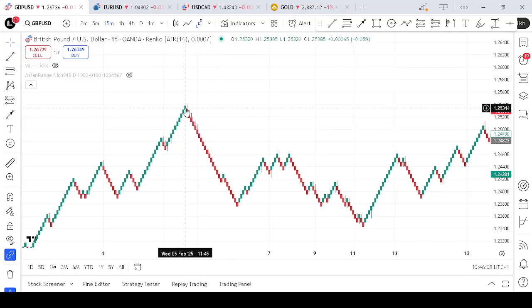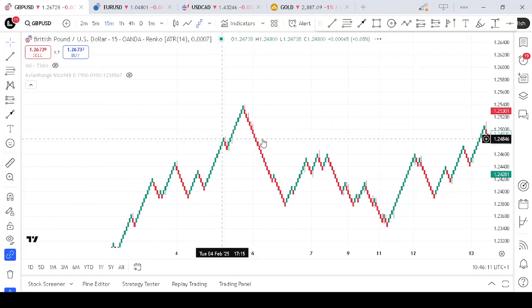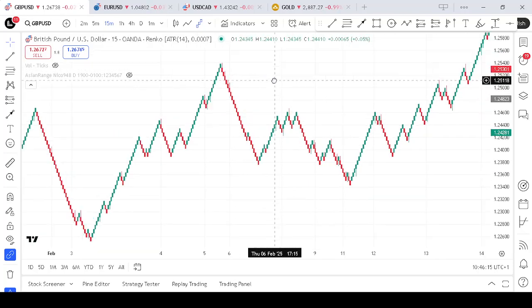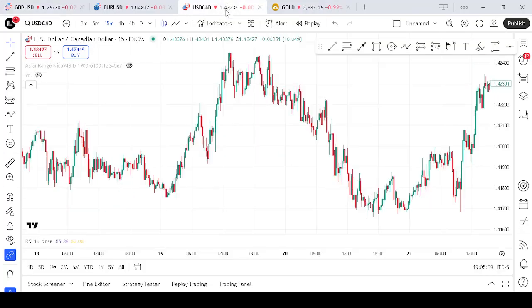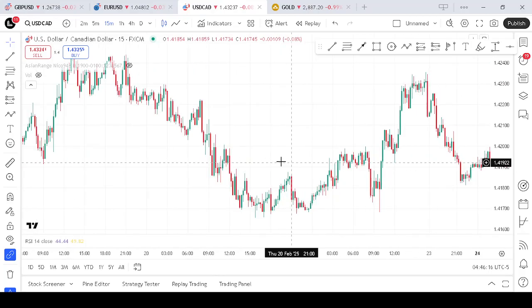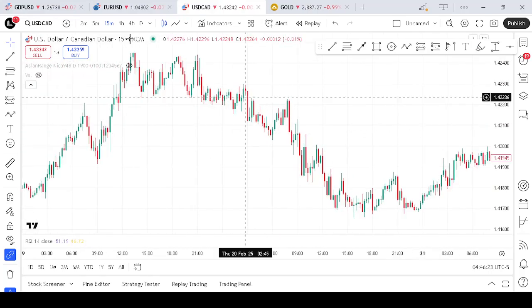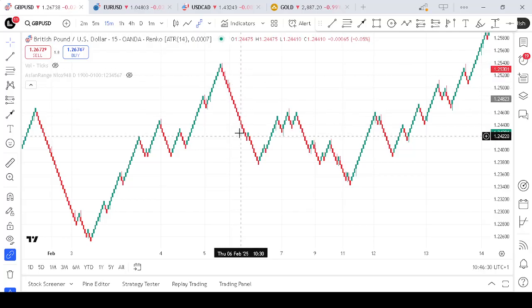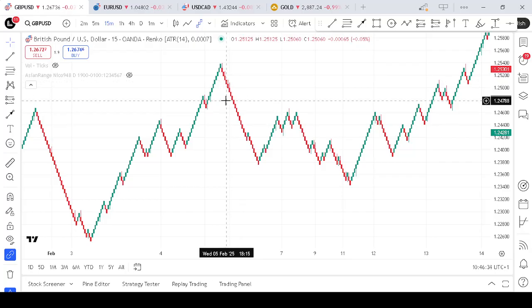Now, if you want to compare the Renko chart to a normal Japanese candlestick chart, you will see there is a clear difference. Let's look at this. Look at the amount of noise in this chart. But when you look at the Renko chart, you see it's just showing you a series of bricks of price action in a directional manner.